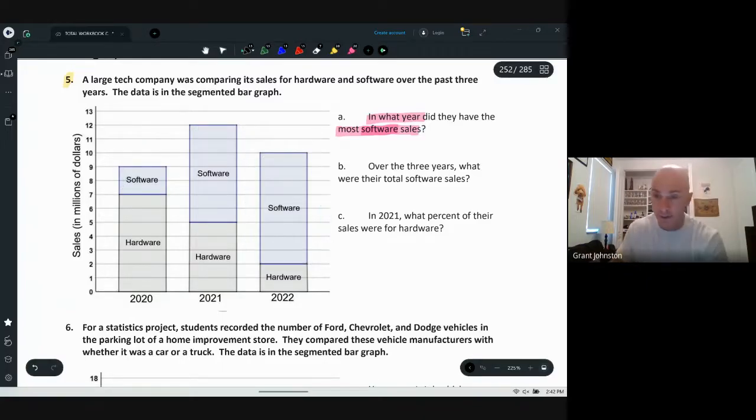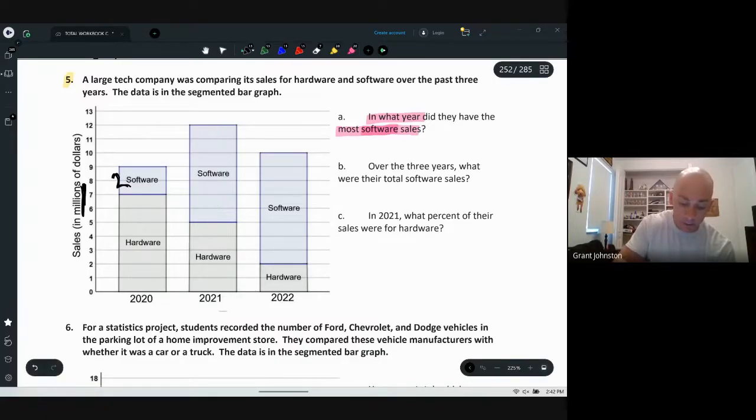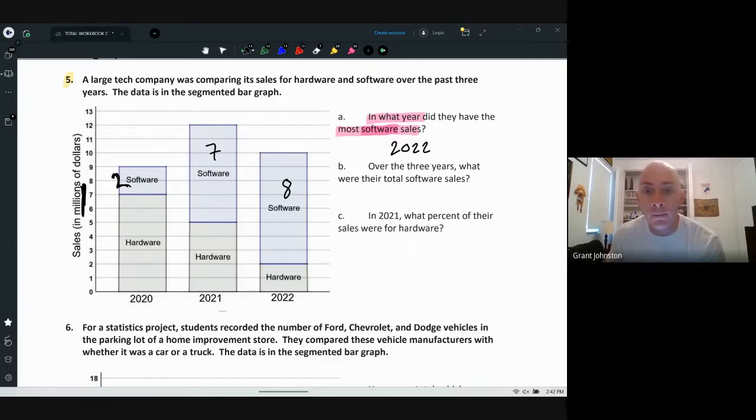And it might be helpful to just count it. So like this for 2020, it's just 2, right? 2, remember this is millions though. 2 million there. This is 1, 2, 3, 4, 5, 6, 7, 7 million here. And this is 1, 2, 3, 4, 5, 6, 7, 8 million for 2022. So 2022 has the most software sales.